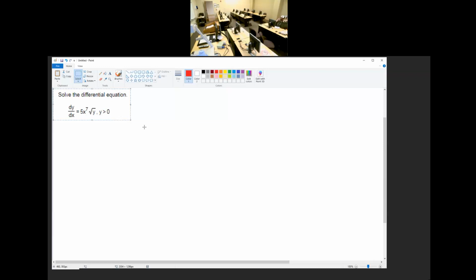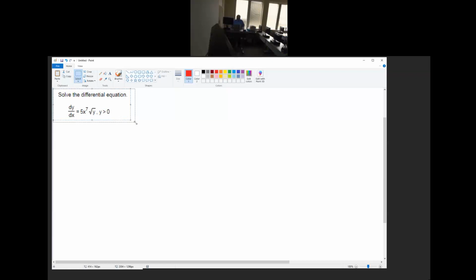All right, before we can solve this differential equation, we need to get everything with an x on one side and get everything with a y on the other side. Probably the best thing to do is multiply both sides of your equation by dx.